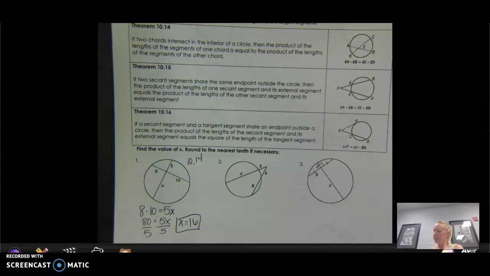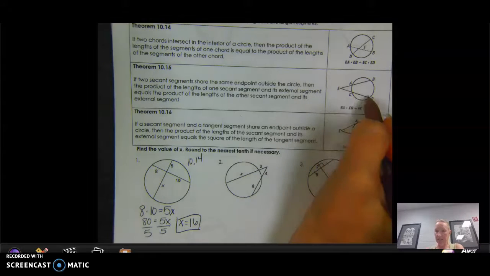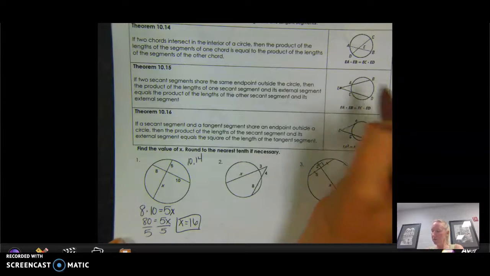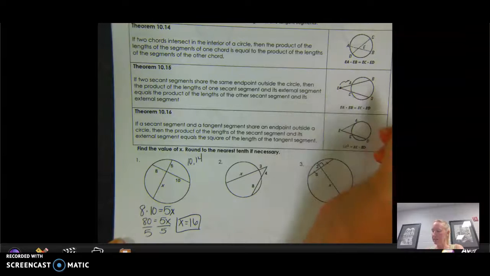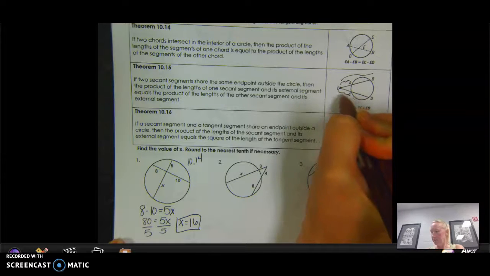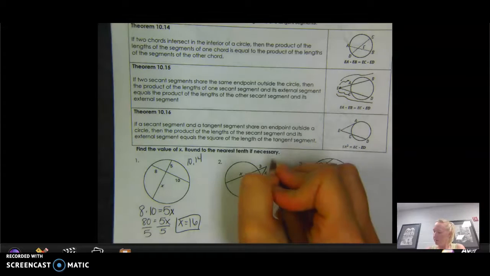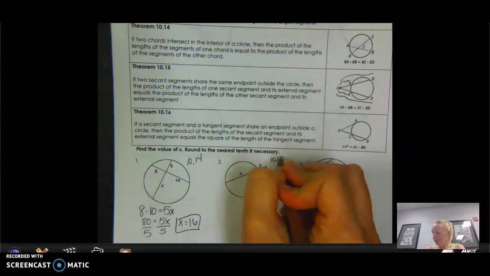Okay, the second theorem says I have two secants. So remember, a secant crosses a circle at 2 points. So I have two secants and they have the common endpoint. What this one is saying is this piece times the entire length equals this piece times the entire length, okay? So, number 2 is Theorem 10.15.